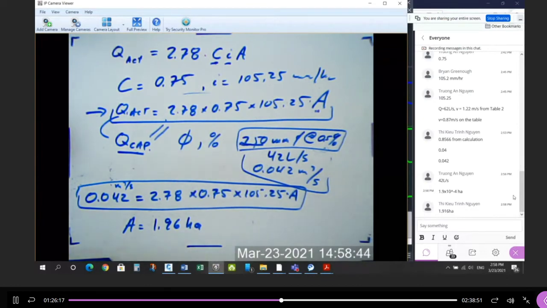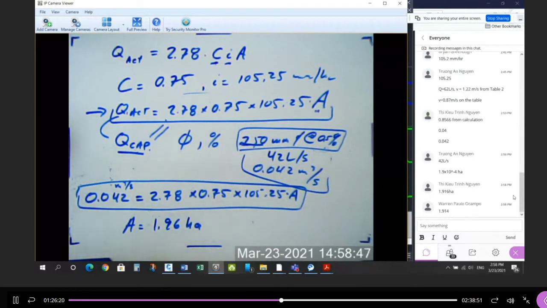Let's double check. I'm just going to do the math. If I take 1.914, and multiply by 2.78, by 105.25, and by 0.75, I should get 42 liters per second. I get 420. So make sure your decimal place is in the right spot. 0.042 divided by 2.78, divided by 0.75, divided by 105.25.